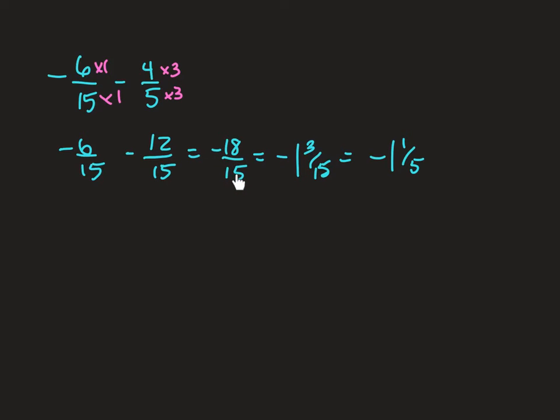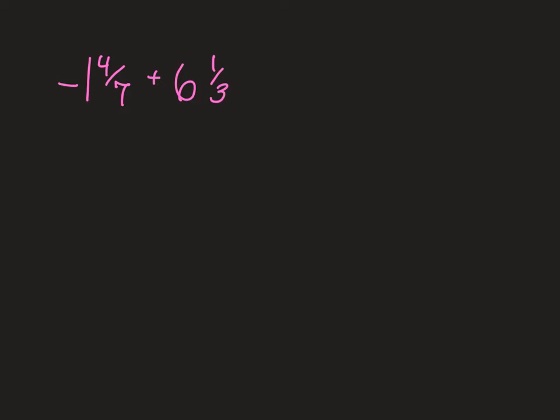It's improper, so 15 goes into 18 once, with 3 left over, 3/15. Then I have to simplify the 3/15. 3 goes into both, so I end up with negative 1 1/5. All right, let's work this one out.